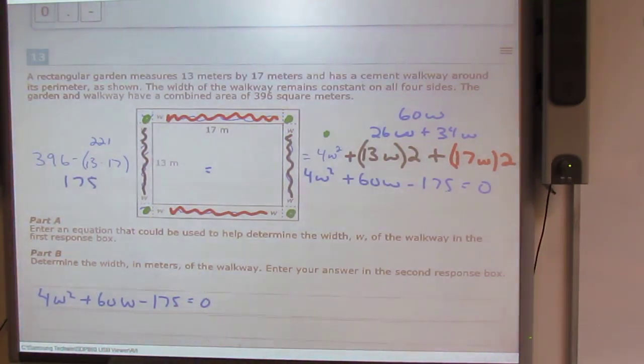Is this going to be online? Yep, because I have to leave. And next, I'm supposed to actually solve it. I'm supposed to figure it out.